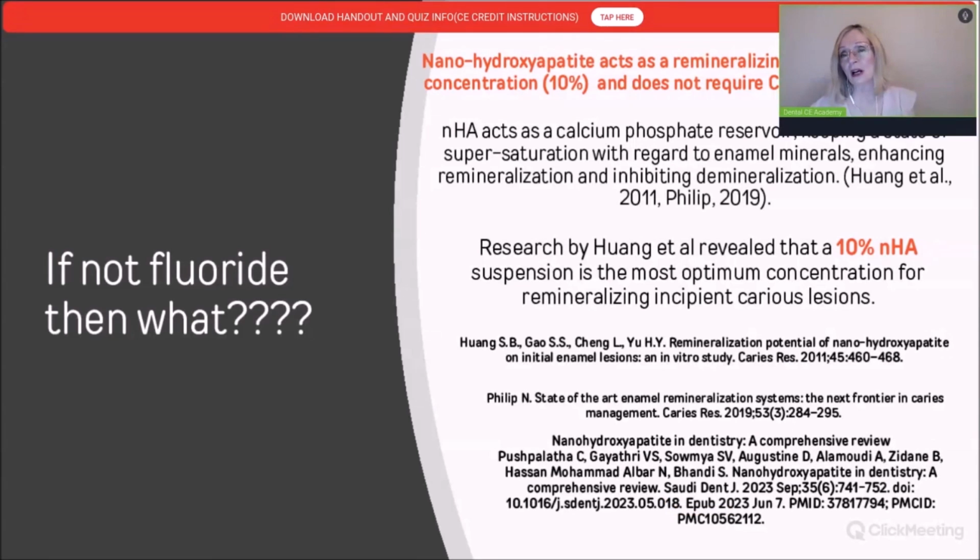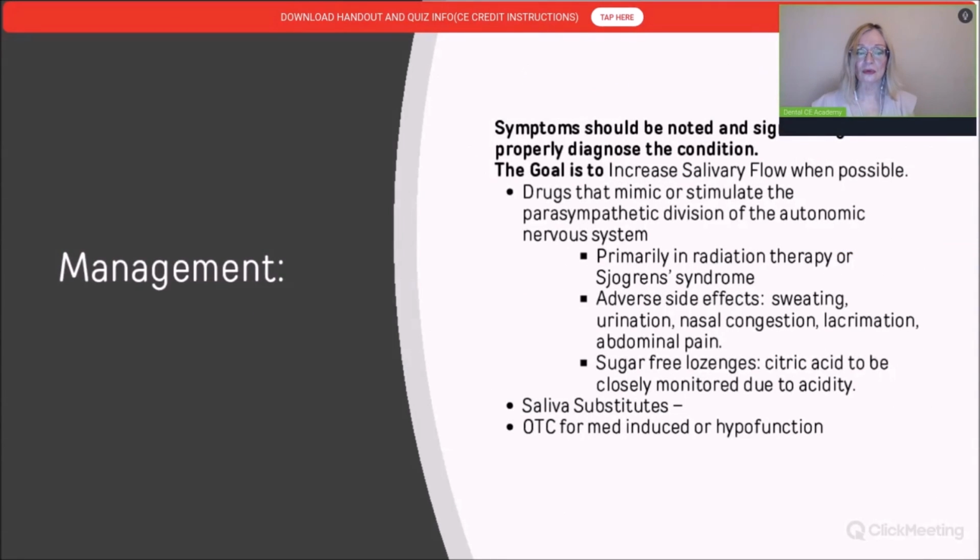And you'll hear our colleague here, Adam, if you choose to stay afterwards, and I hope you will for a few minutes, talk to you about this. So nano-hydroxyapatite acts as a calcium phosphate reservoir. It keeps a state of supersaturation with regard to enamel minerals. It enhances remineralization and inhibits demineralization. And there are some studies and research that all point to 10% as the optimal concentration for remineralizing incipient carious lesions. How to manage these patients: symptoms should be noted and signs recognized to properly diagnose.